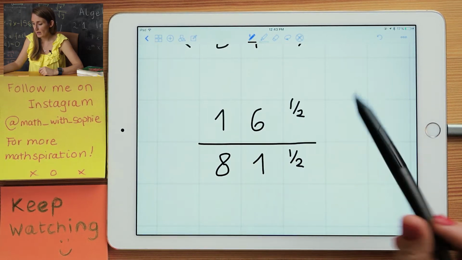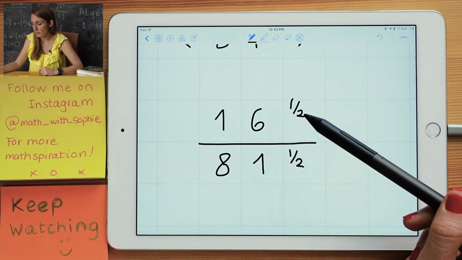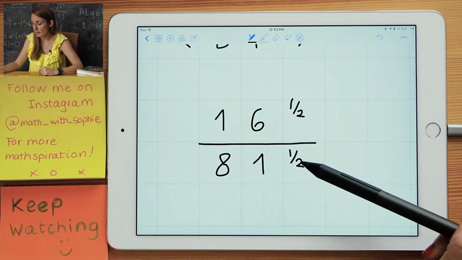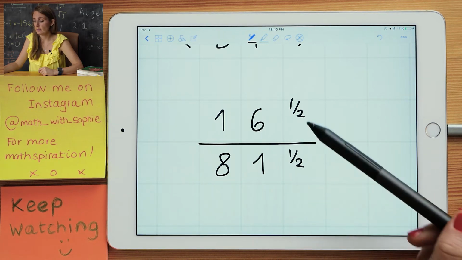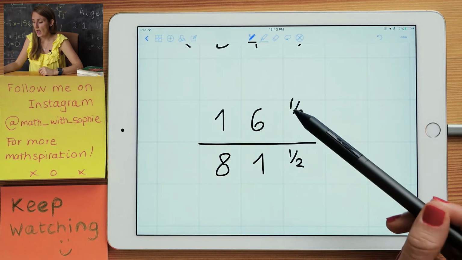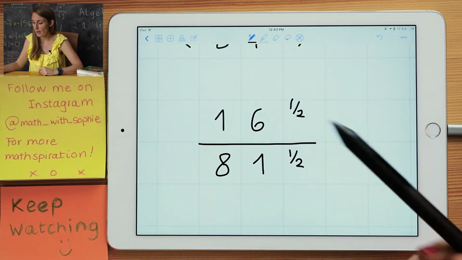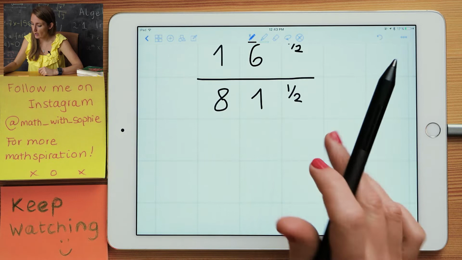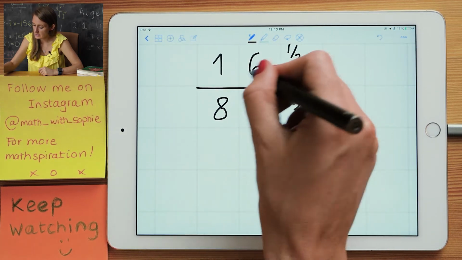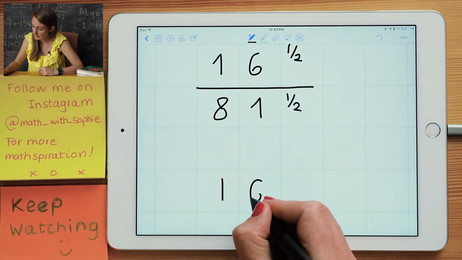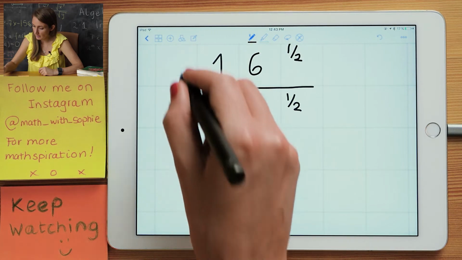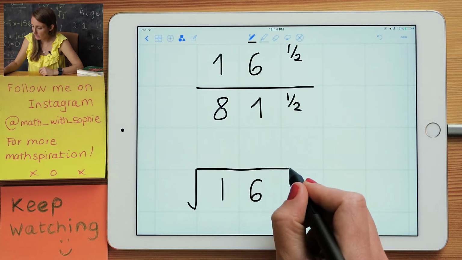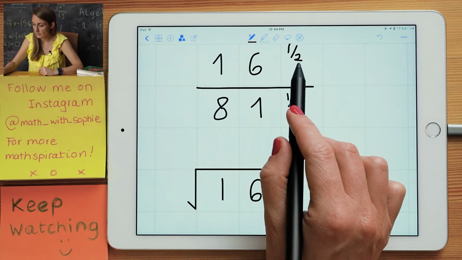Now, if you remember from the last tutorial, the number on the bottom, the 2 here and the 2 here, these will be the roots. So we're looking at the second root or the square root. And the numbers on the top, they're going to be the powers. So on the next line, I can change from the 16 power half to 16 inside the bracket, and I'm going to have the square root or the second root.